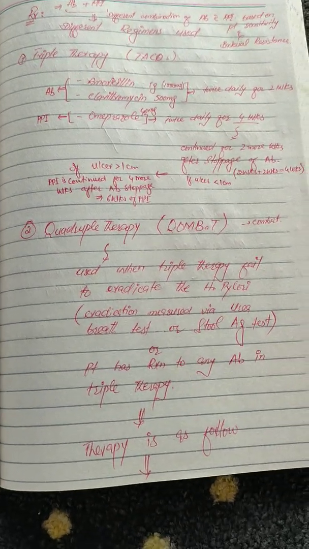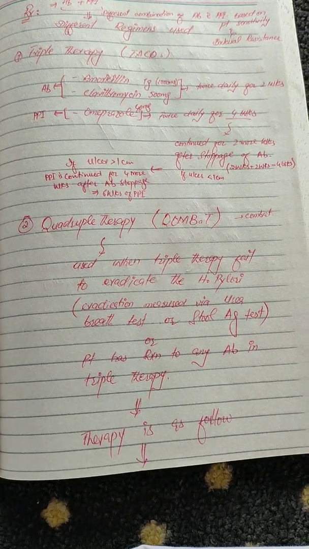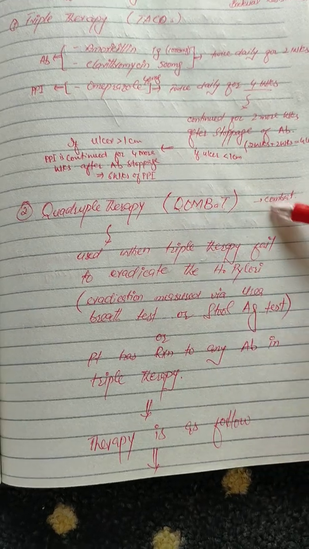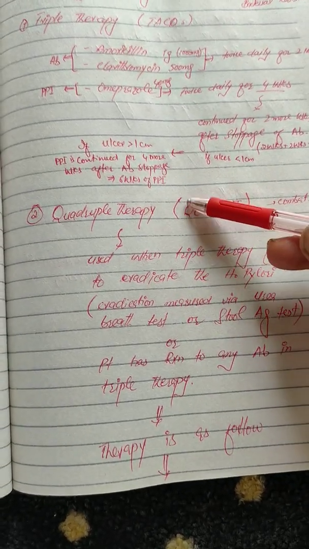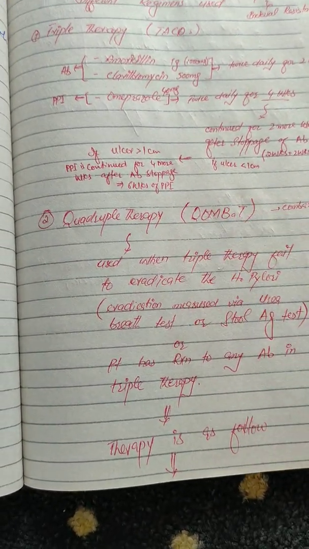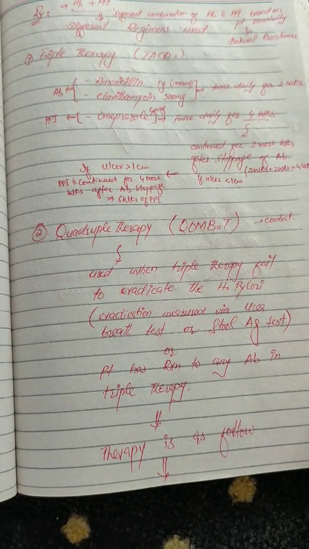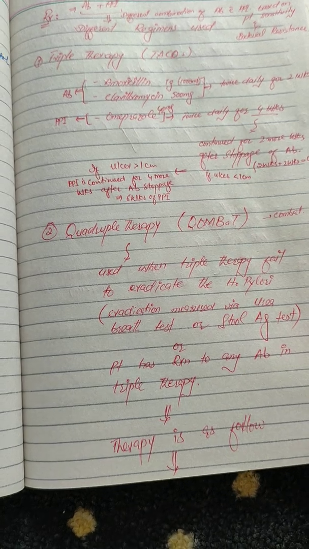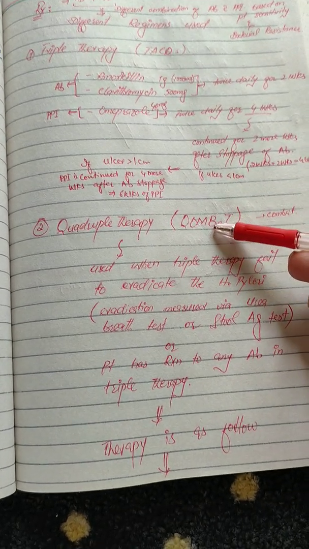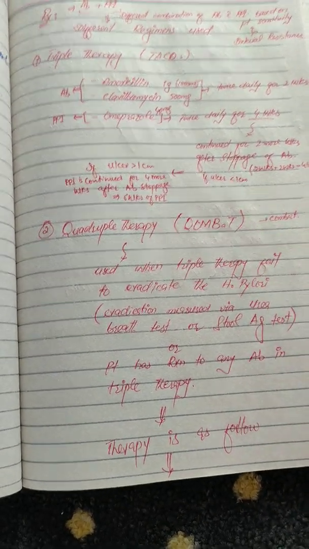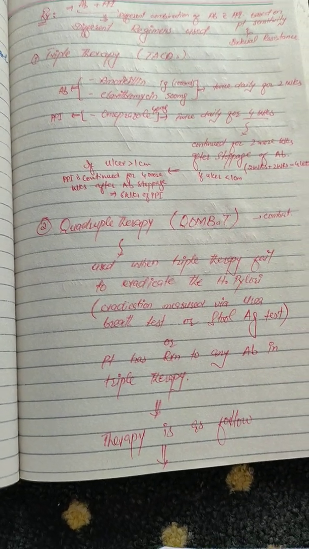Then the next one is the quadruple therapy, and the mnemonic for it is COMBAT. So you see, COMBAT. In COMBAT, the C is for the quadruple therapy. Then O is for omeprazole, M is for metronidazole, B is for bismuth salt that will be used in it, and the next one, T, is for tetracycline.